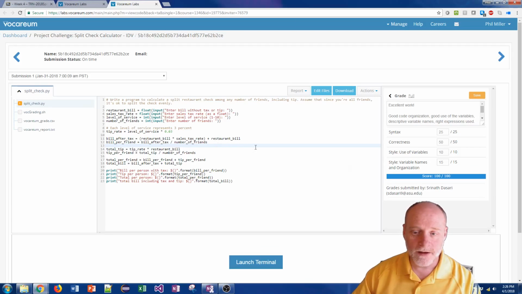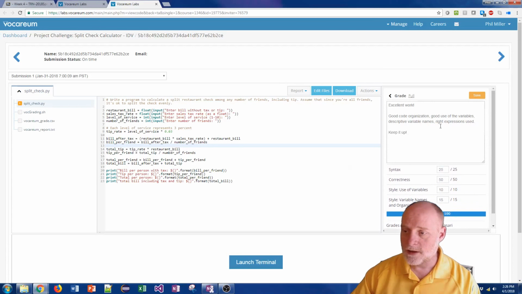This is fantastic. So I'm going to go over here and look and see what kind of a score this student got, and this student got 100% on all components. And we can take a look at the comments that the grader left. Excellent work, good code organization, good use of the variables, descriptive variable names, right expressions used, keep it up. And that's exactly the kind of thing that we want to do, is encourage the student to expand and extend themselves. Even when they do an excellent job, try to find some way to push them a little harder. So this is fantastic.